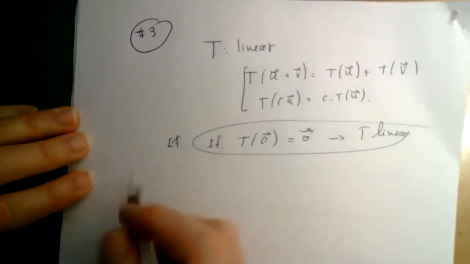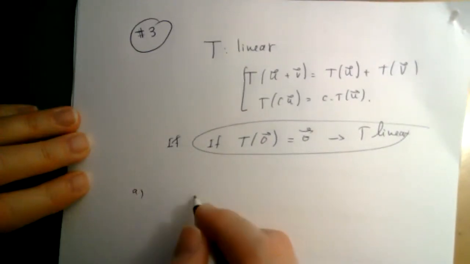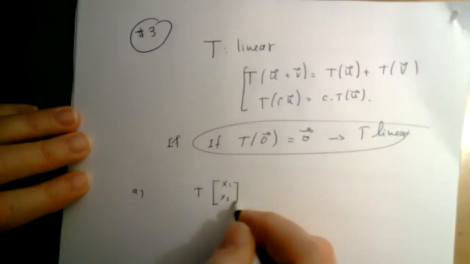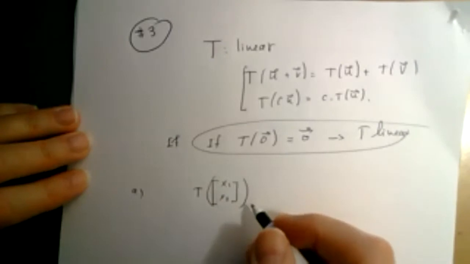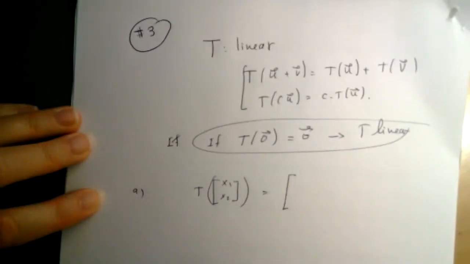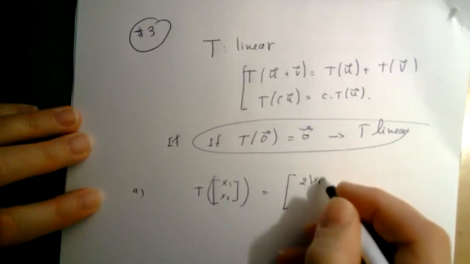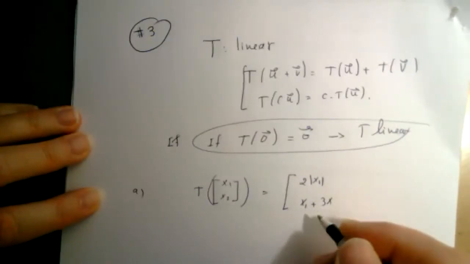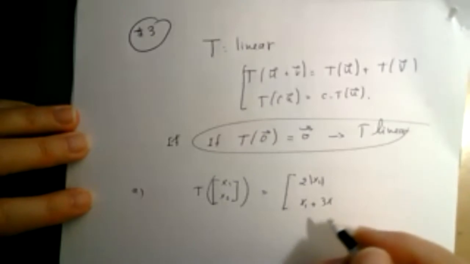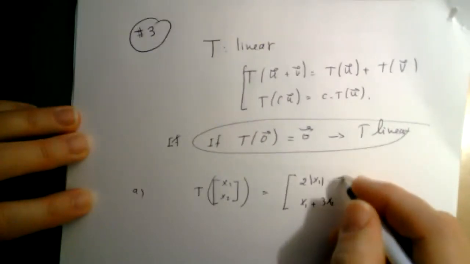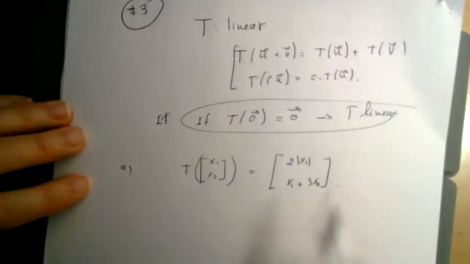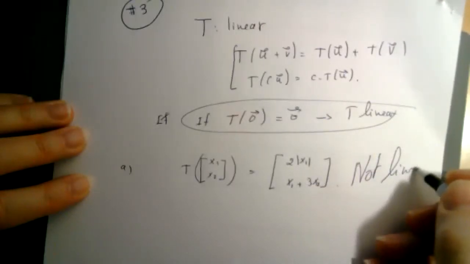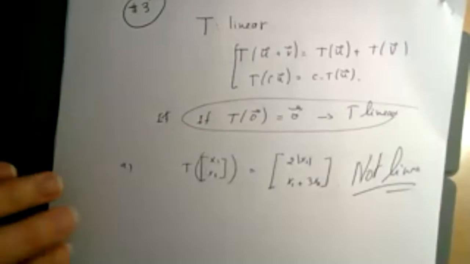So part A, number 3, I gave you the following function. Most of you were able to do this problem. There was no issue doing it. But this problem, which was 2 times the absolute value of x1, and then the second entry was x1 plus 3x2, was not linear. You can look up the solution, but most of you got it right.